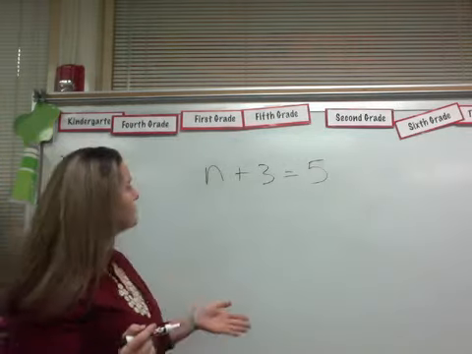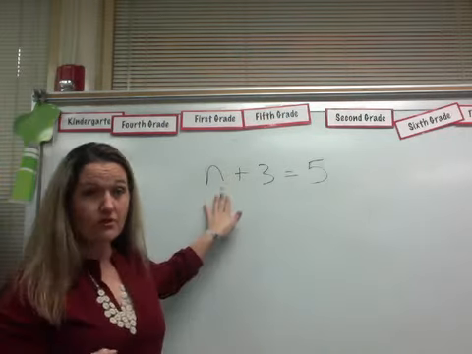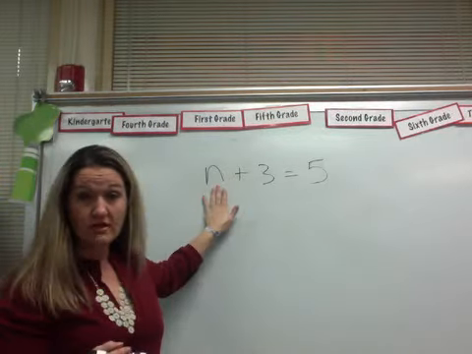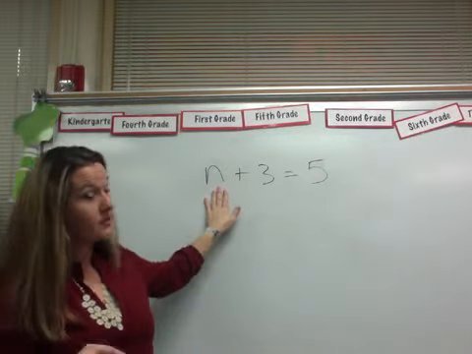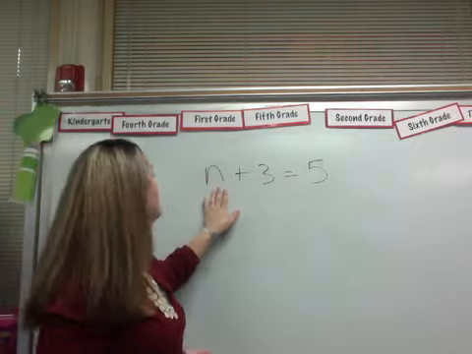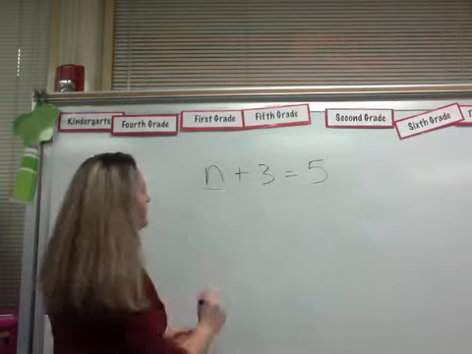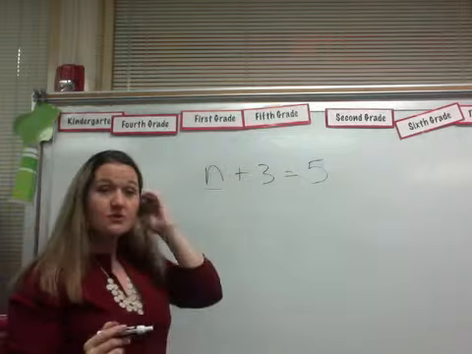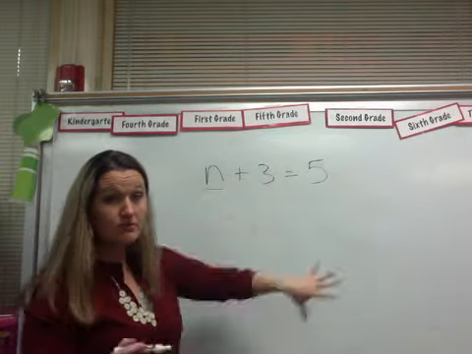So remember, the whole point of algebra is to figure out the value of the variable. In this case, it's n, right? That's the unknown number. We don't know what it is. I know you know what it is, but we're pretending we don't. So the whole point is now to isolate this number. We want to get it all by itself on this side of the equation. So that means we have to get rid of anything that's on that side of the equation and move it over to the other side.